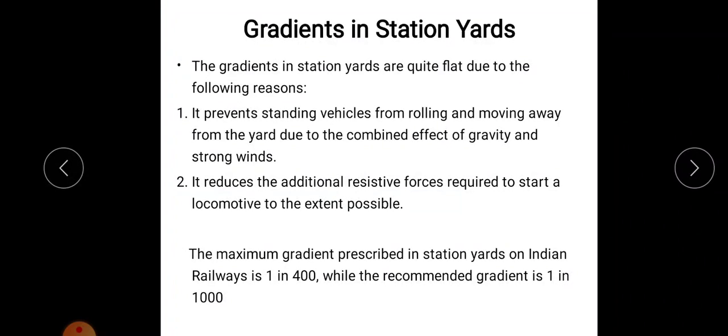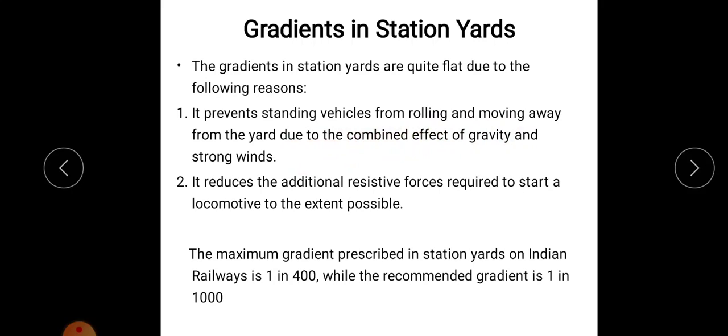So the gradients in the station yard are quite flat because it prevents the standing vehicle from rolling and moving away from the yard due to the combined effect of gravity and strong winds. That is, these station yards are used to stop the vehicle. So if we are not providing it as flat, what will happen? Due to the effect of gravity and strong wind, there will be a tendency of the vehicle to move away from the yard. So it is very dangerous.